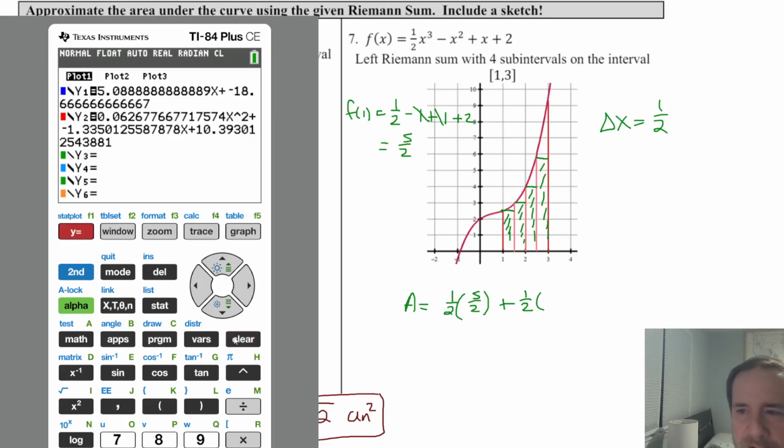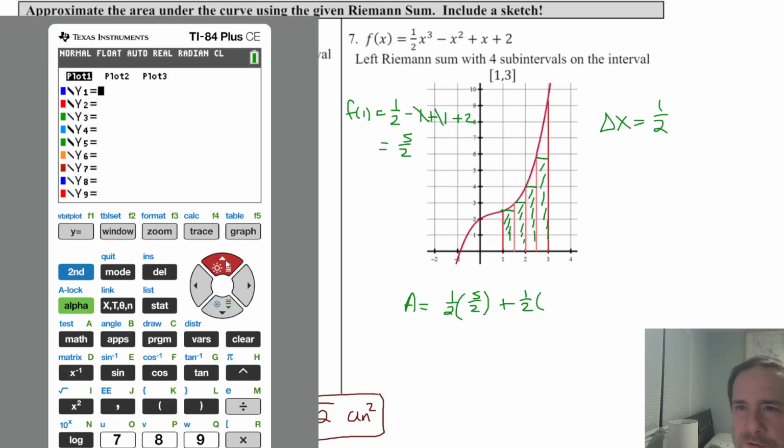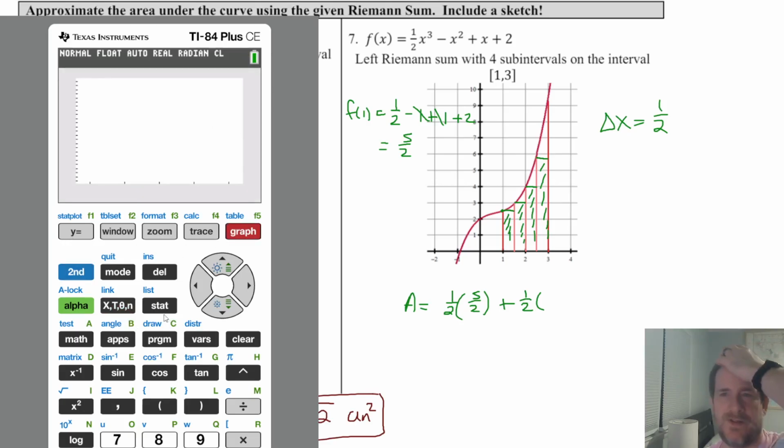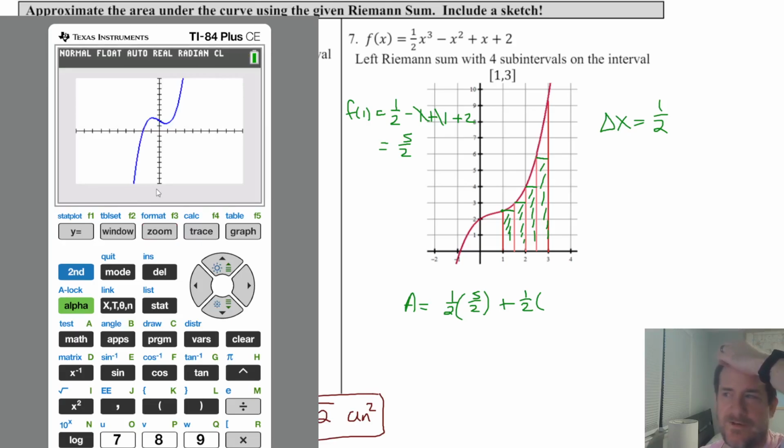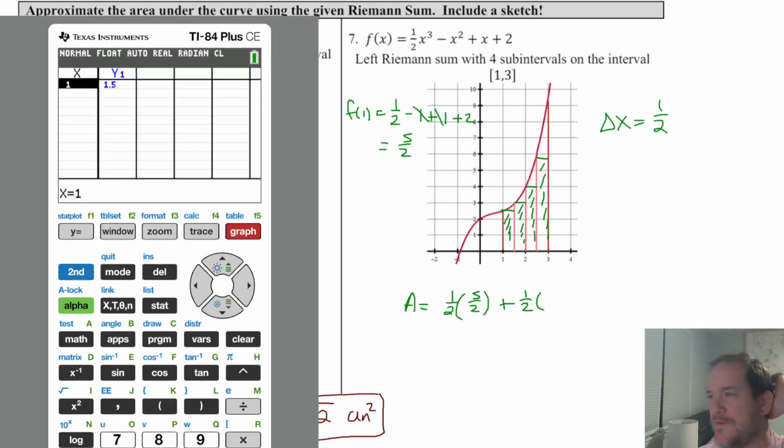drill by now. We go into y equals, and we substitute the function. So 1/2, or 0.5, x to the third minus x squared plus x plus 2. And you can hit graph if you want, but we're not really trying to see the graph. Zoom 6. If you typed it in right, you should see this basic kind of cubic function shape, but really what we want to do is just see the values that we need.